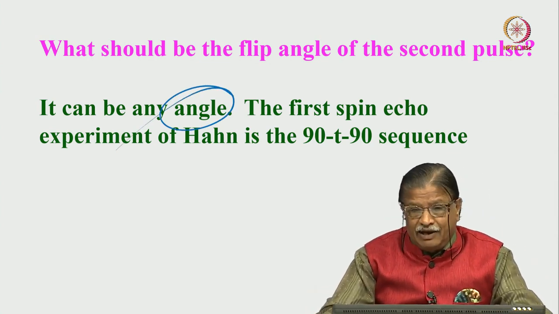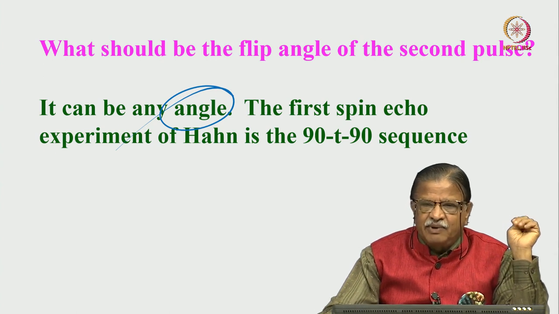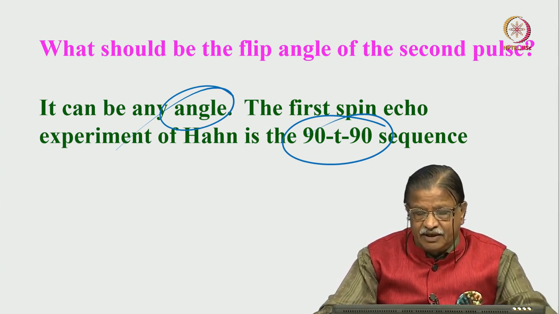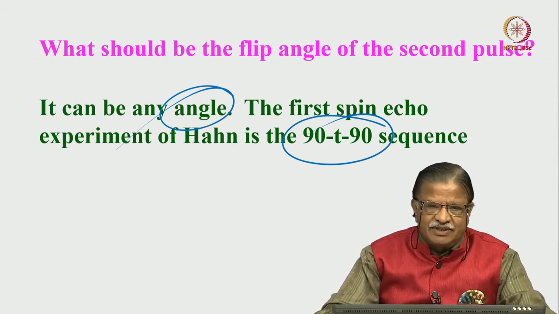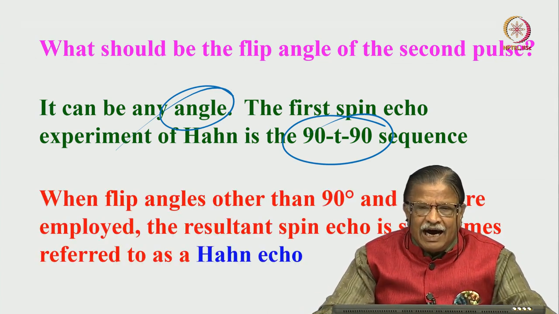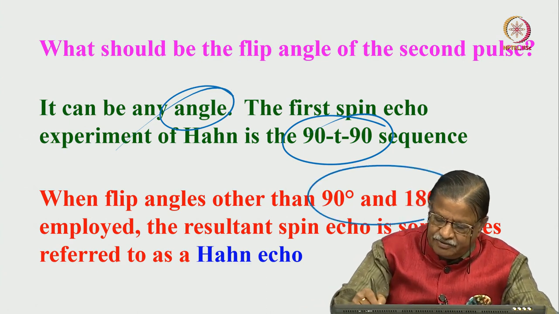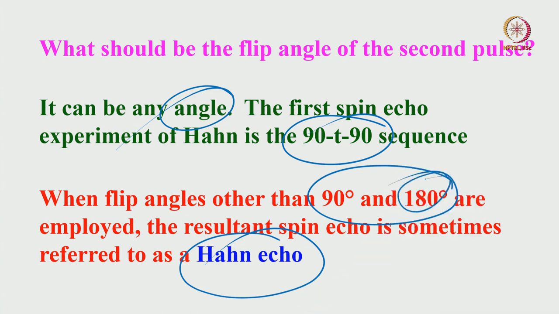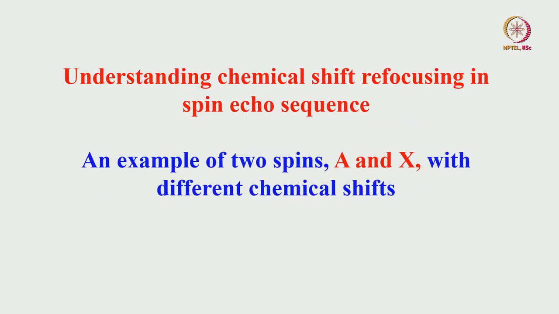In fact, when Erwin Hahn did the first spin echo experiment in 1950, it was a 90, T, 90 experiment. That's also possible. Any two pulses with a delay. I did not say 180 in the beginning. I showed the commonly employed pulse sequence for spin echo, 90, T, 180. When angles other than 90 and 180 are used, we call it a Hahn echo. Commonly, the spin echo sequence uses 90, T, 180, T. If any other angles are used, you can still get an echo, but it is called a Hahn echo because we are honoring the scientist who gave this idea.